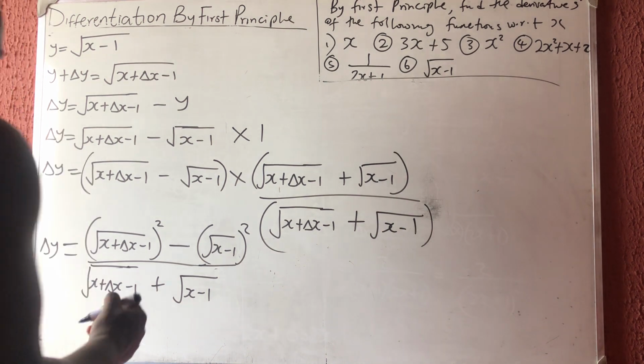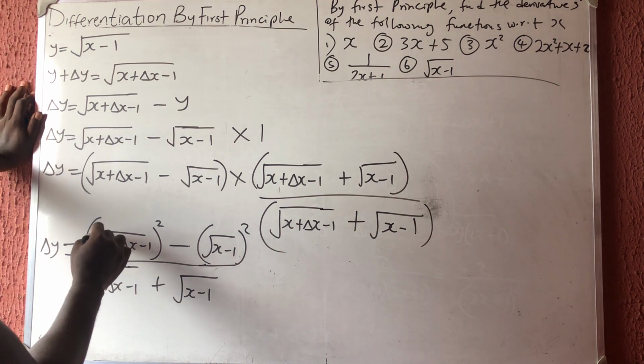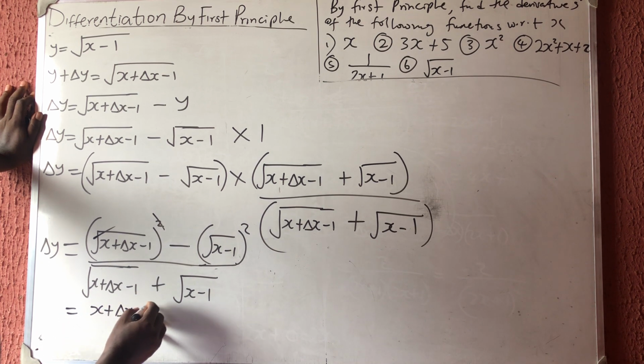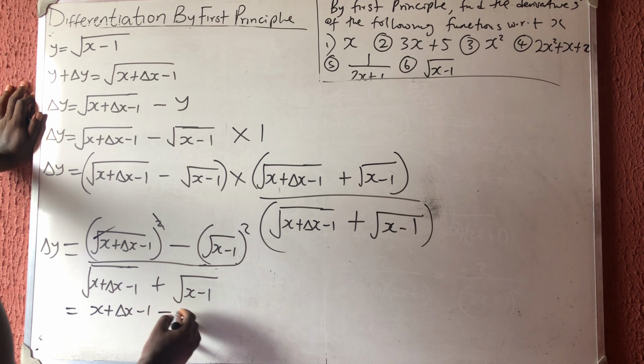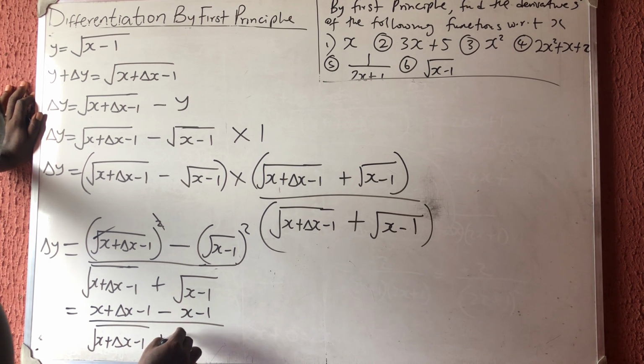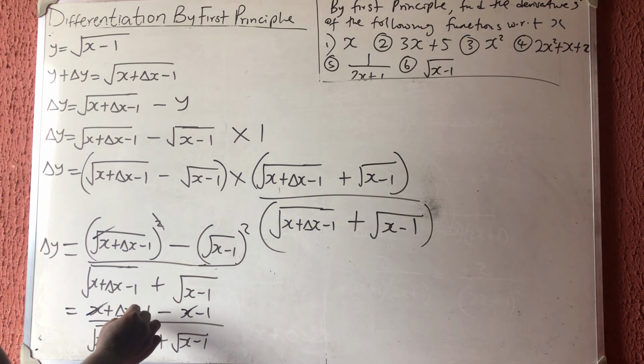Okay? So now, I don't know where to finish it off. My board is too small. So this is now equal to, the square root will take care of the square. So I'm left with what? x plus change in x minus 1. Then minus x minus 1, all over the square root of x plus change in x minus 1 plus the square root of x minus 1. So this will take care of this, and minus 1 will give you minus 2.